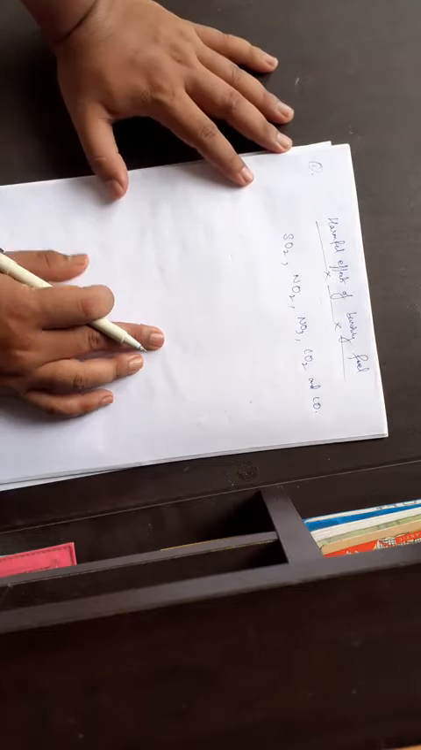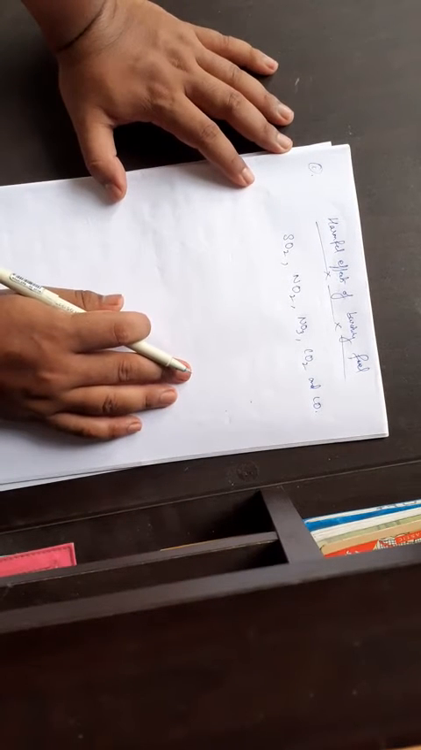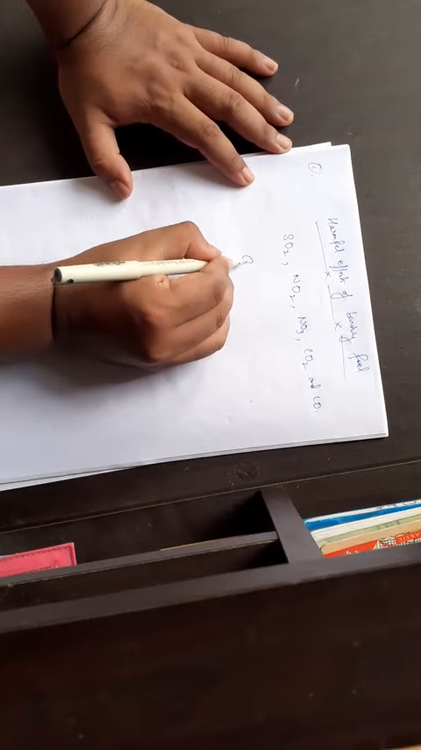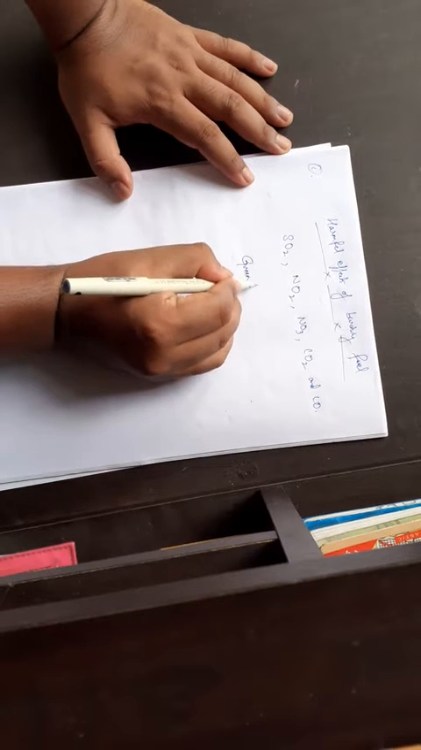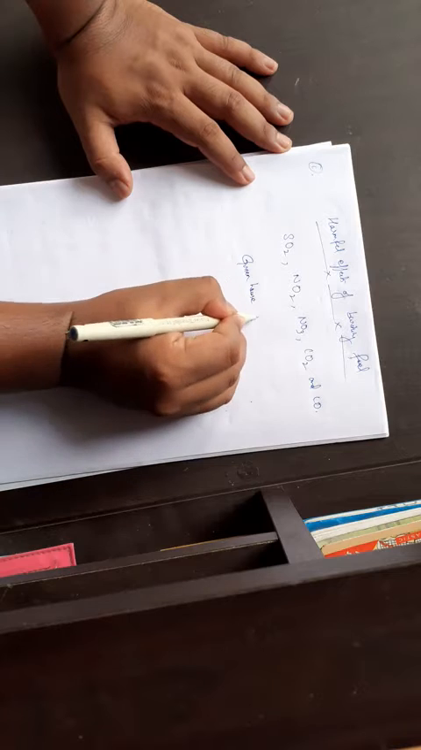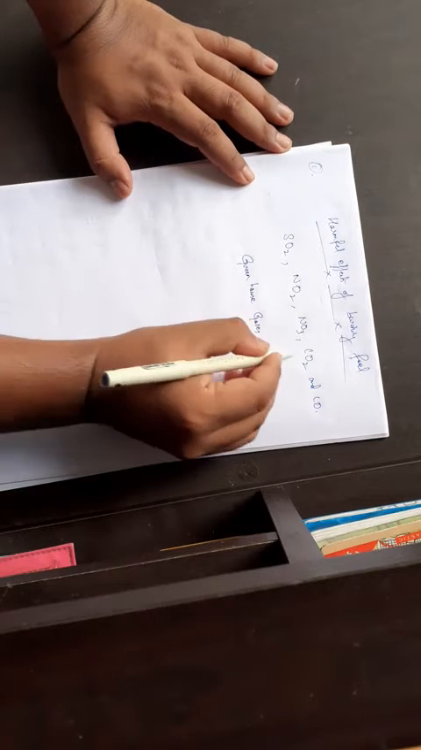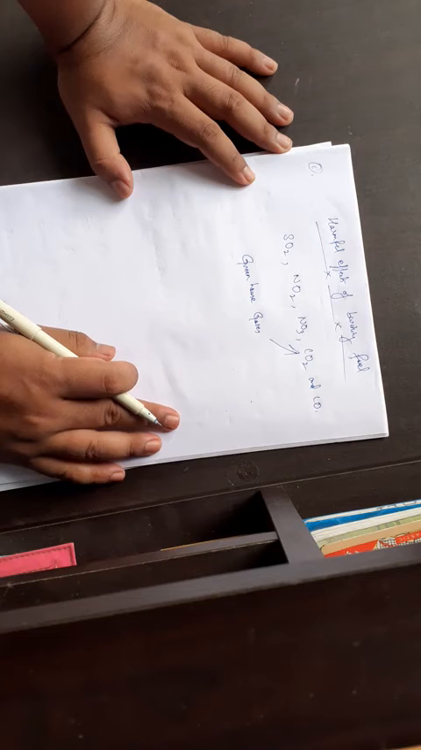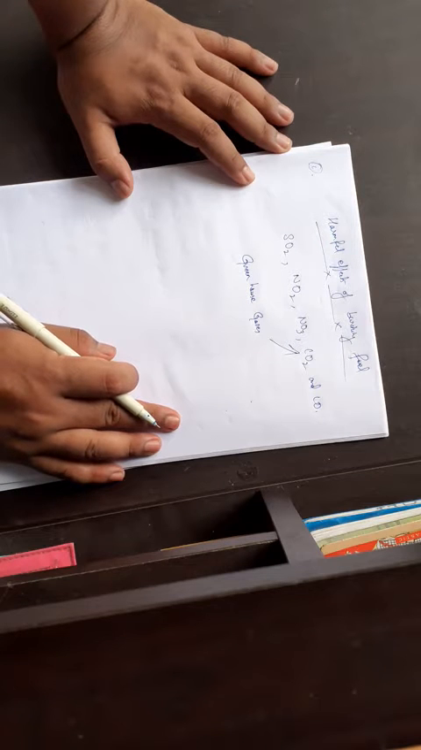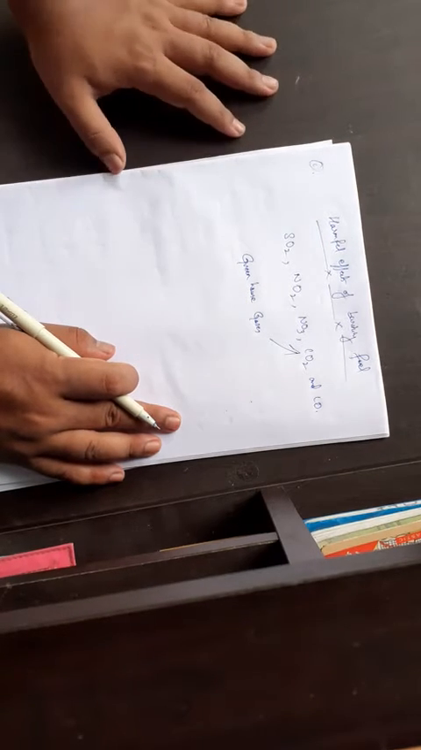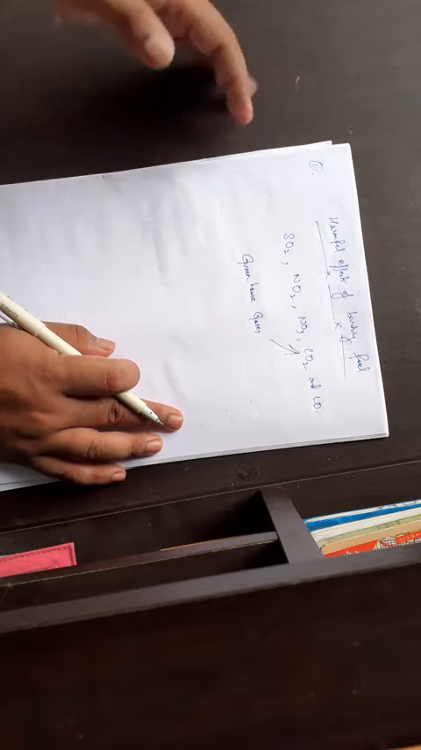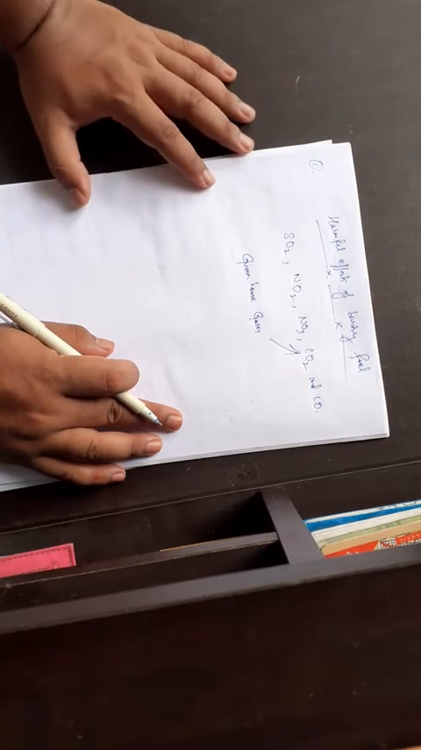And we also see that carbon dioxide is one of the major greenhouse gases. Now let us understand what is greenhouse effect. I hope everyone knows it, but still I'll explain to you.